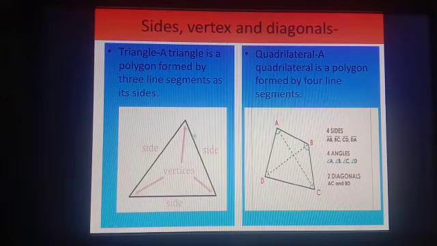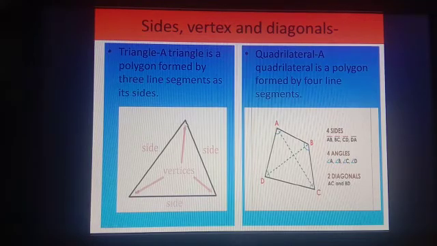These line segments are called the sides of the triangle. These are the three sides of the triangle. And a vertex is where two sides are joining each other. They are called vertices, and a vertex is also called a corner.